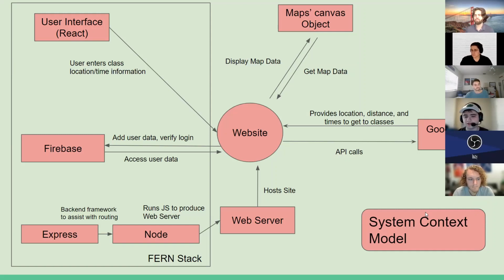Then we'll have a web server to host the site, which will be backed by Node, which allows us to use JS to produce that server, which will itself be backed by Express, which allows for better routing. Then we will make API calls to the Google Maps API, which will give us the location, distance, and time to get to each class. And we'll be able to display that data on our map canvas object.